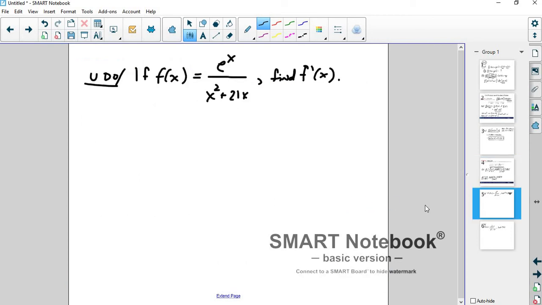You guys try this one: e to the x over x squared plus 21x. Find the derivative of that. Pause the video, come back and check your answer.